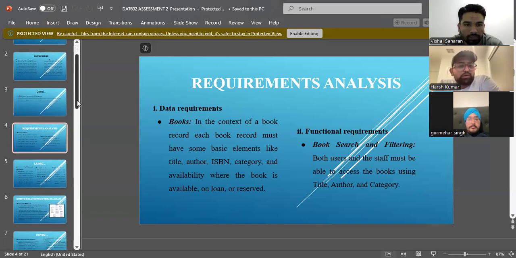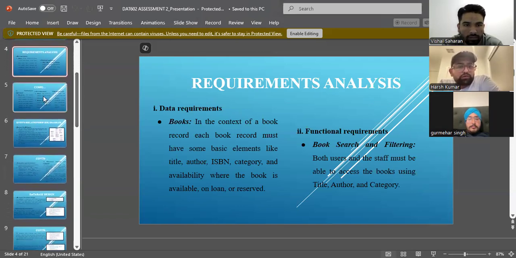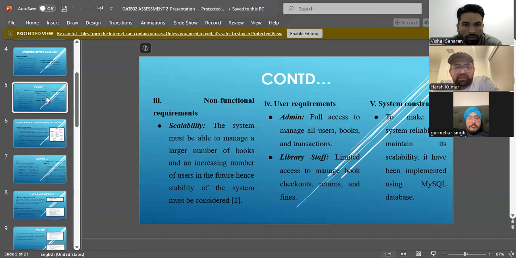The first is data requirements, books. In the context of a book record, each book record must have basic elements. The second is functional requirements, which is book search and filtering. Both users and the staff must be able to access the books using title, author, and category. The next slide, the third point, is non-functional requirements, which is scalability. The system must be able to manage a large number of books and an increasing number of users in the future. Hence, stability of the system must be considered.